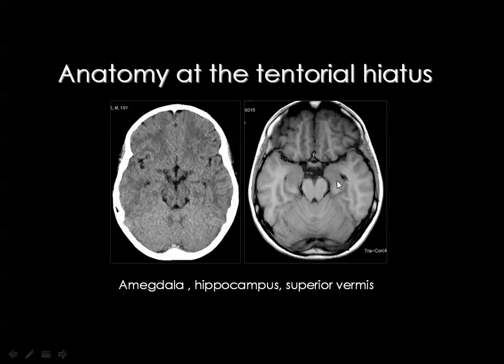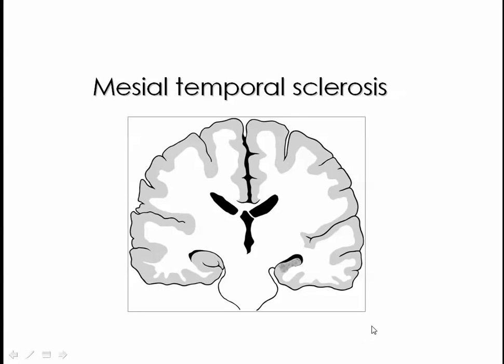This area is very important in patients with temporal lobe epilepsy because the lesions usually are seen in this particular area. Then the most famous lesion that affects this area is known as mesial temporal sclerosis. And mesial means medial, temporal means temporal, sclerosis means gliosis.